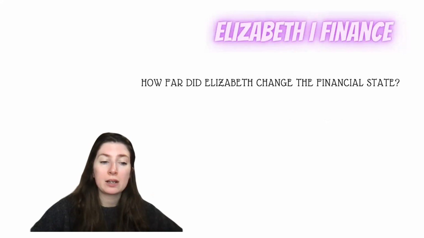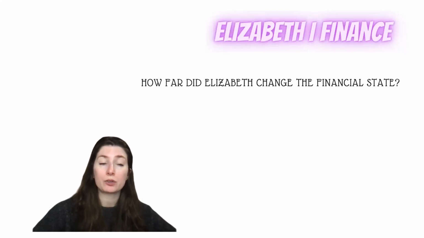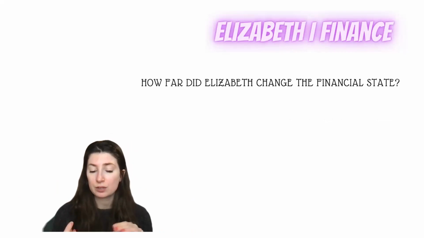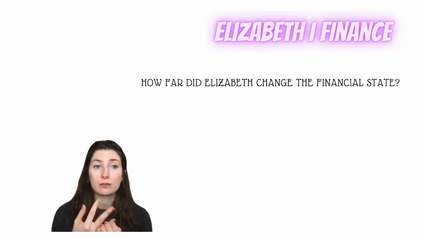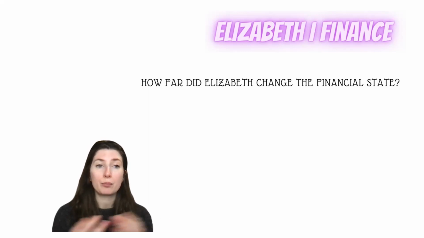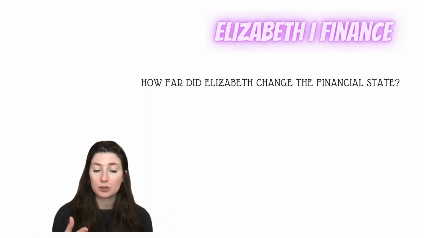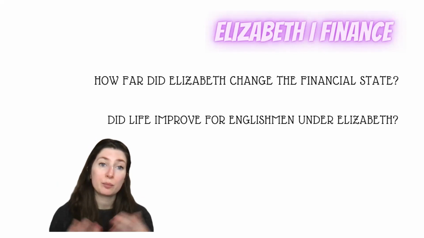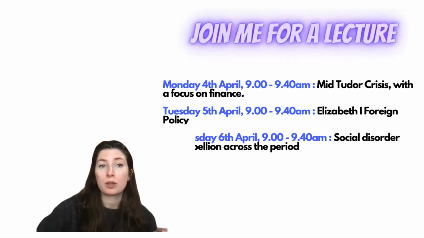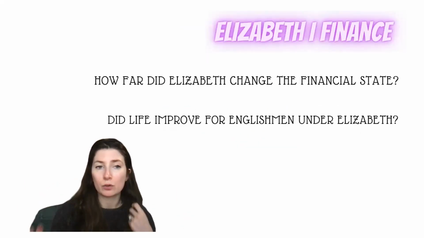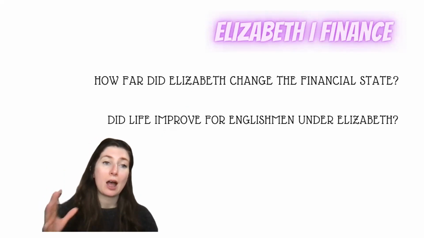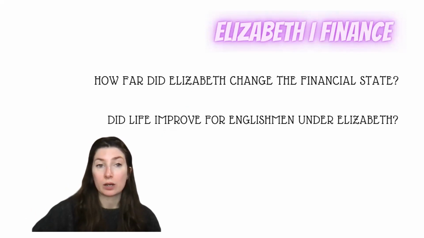Finance. Finance covers quite a huge amount under Elizabeth. You've got the actual financial state itself and how far it recovers and changes. You've got trade and exploration, the beginning of mercantilism, etc. You've also got the impact on the poor and the ordinary man. Is life any better for them? Did life improve for Englishmen under Elizabeth? I haven't got the question here, but you also need to know about trade and how that would fit into either one of these questions.